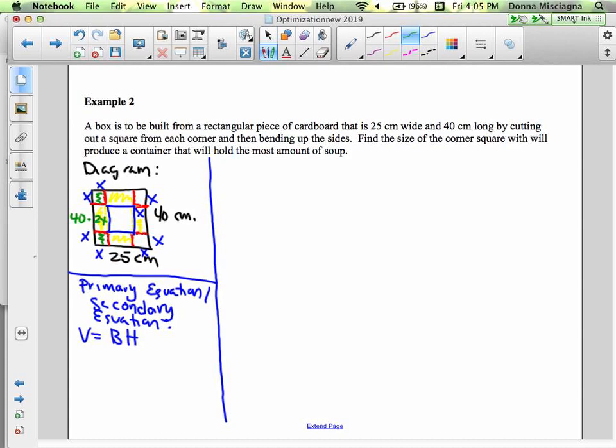Same thing on the bottom. You cut out an X there where we already colored it in, and you cut out an X here. So this would be 25, but you cut out 2 X's. That's going to give you the bottom of your box.